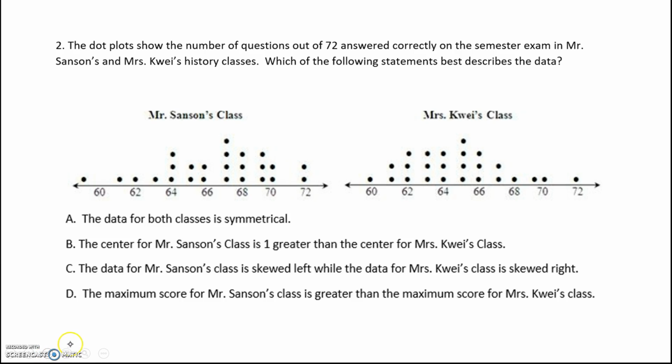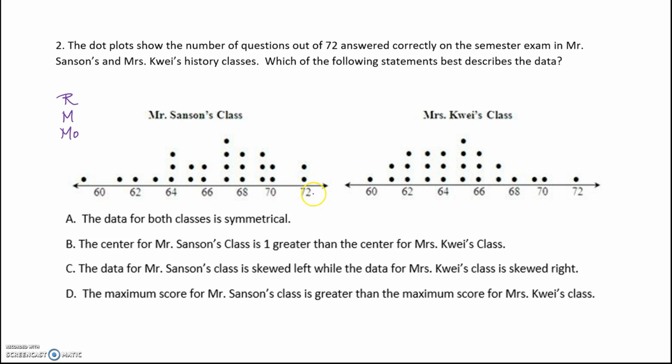All right, number 2 says the dot plot shows the number of questions out of 72 answered correctly on the semester exam in Mr. Sanson's and Mrs. Quee's history class. Which of the following statements best describes the data? Okay, so we know no matter what, we should be finding the range, the median, and the mode for each dot plot, okay? So the range is again the maximum minus the minimum.